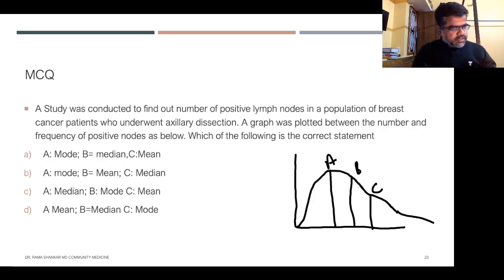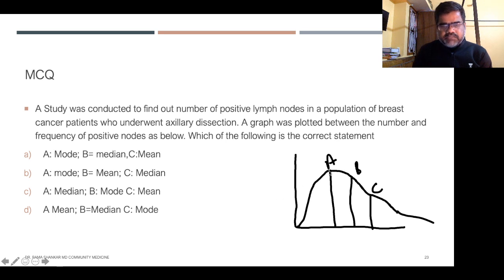Now let's take the next question to understand skewness in a better way, because then positive skew and negative skew you will understand, and it will not be a problem. Just see this graph, with points A, B, and C. You have to say what is A, what is B, and what is C.